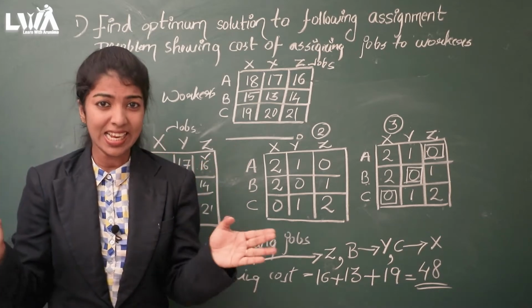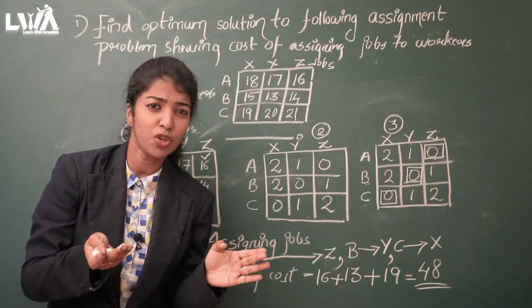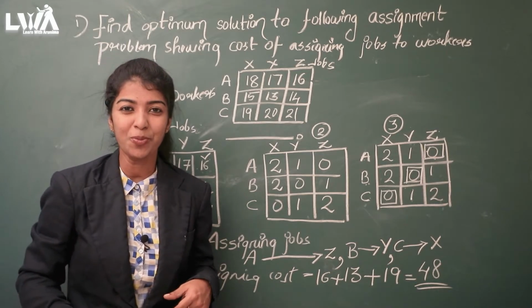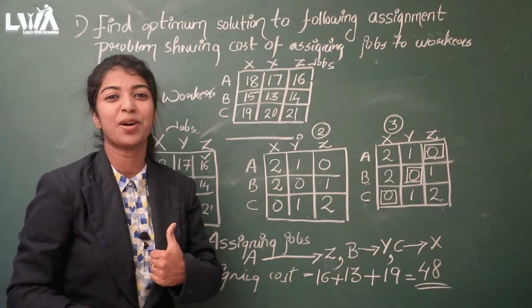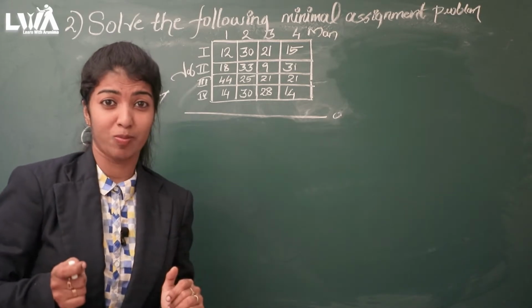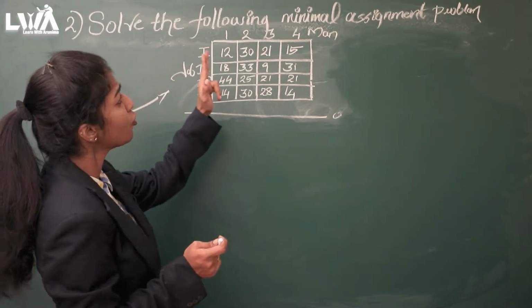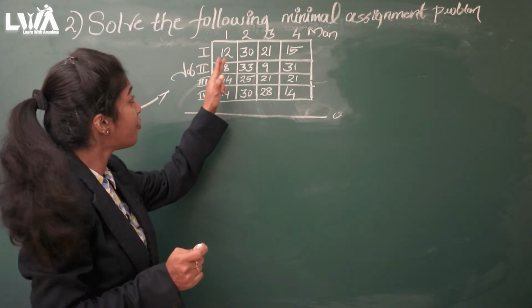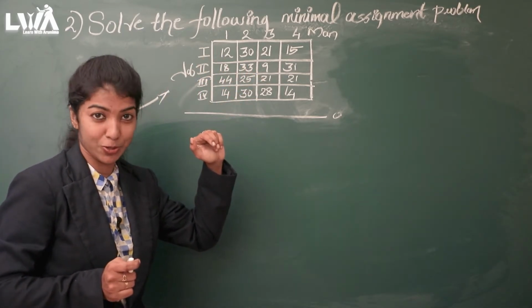I think it is very clear. In order to make you more clear, I will do one more problem for you. So let's look at another problem. Now let's look at the second problem. The question is, solve the following minimal assignment problem. Along with the question, a 4 by 4 matrix is also given.